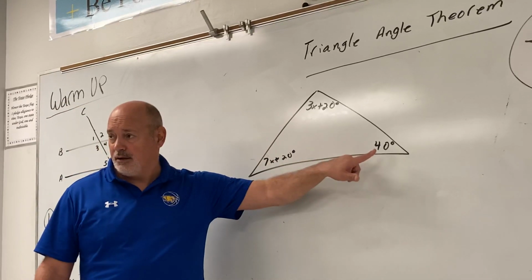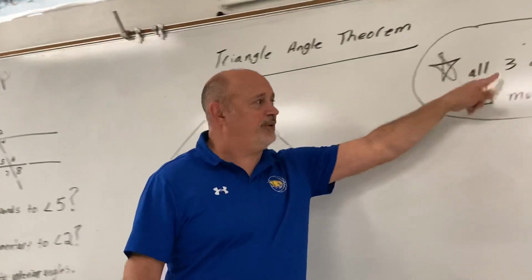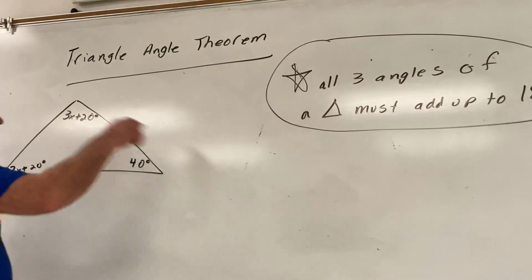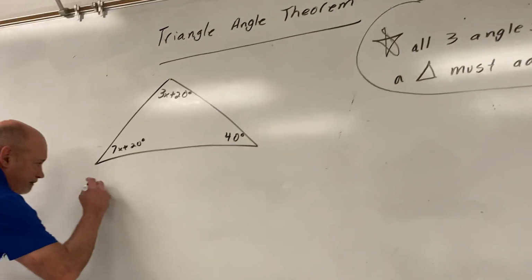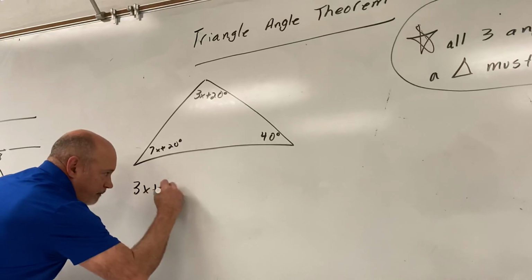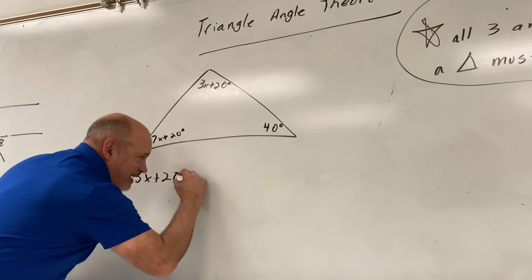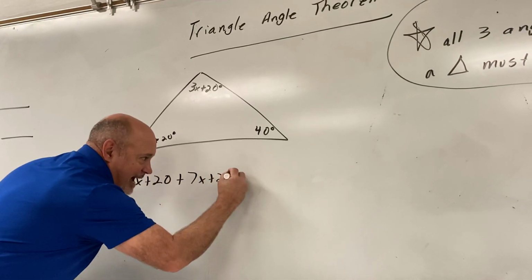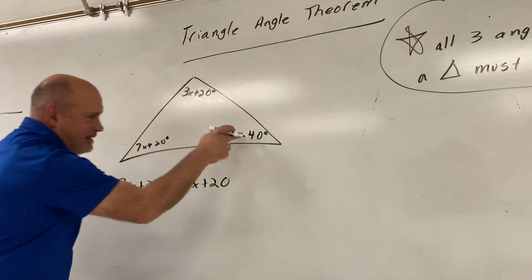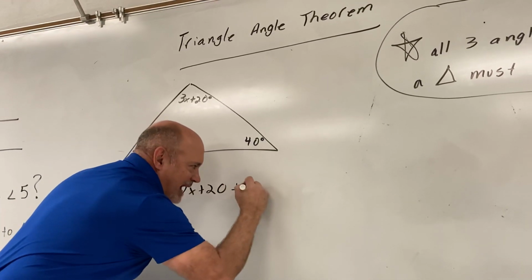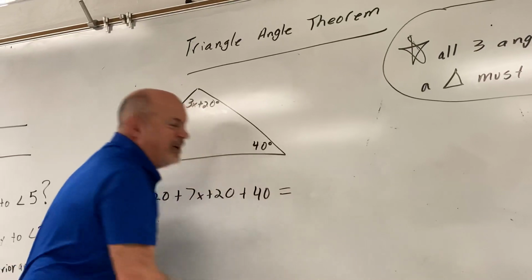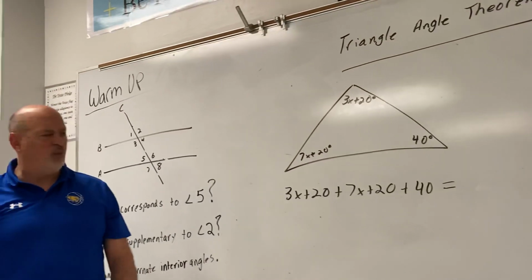And then don't we have to add all three angles together? Well, this angle is 3x plus 20. This angle is 7x plus 20, so we're going to add that to that. And then this angle is 40, so we're going to add all that together. And what does it have to equal? 180.